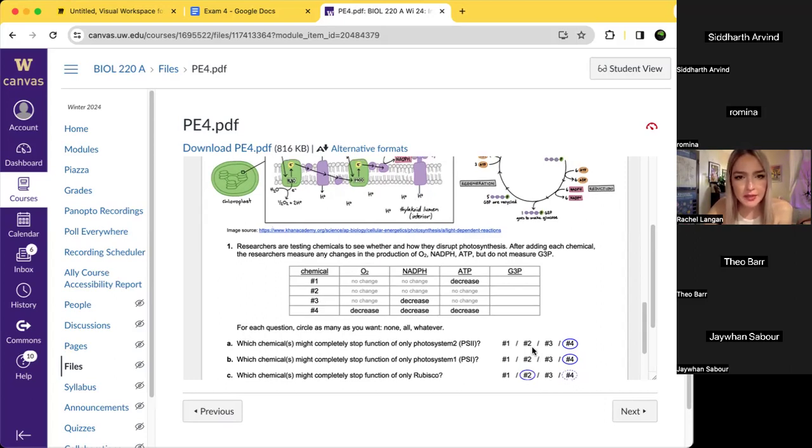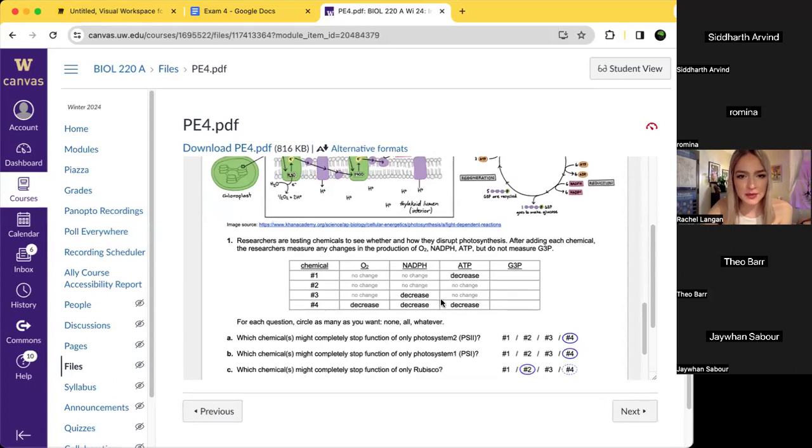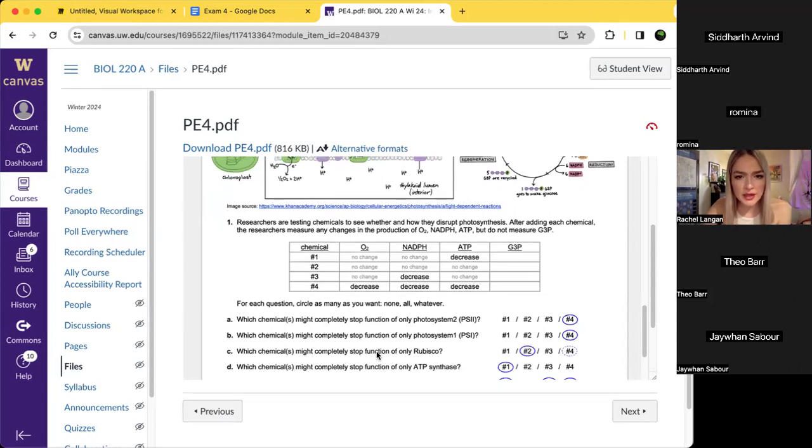B, we kind of just talked about, where again, if you affect photosystem one, you definitely affect NADPH, and you've also ended the movement of electrons by making them stop here because there's nowhere for them to go anymore. So that should affect everything here, and then you won't have water splitting, you won't have ATP production. So again, everything's going to be messed up. Okay, which chemical might completely stop the function of only Rubisco?